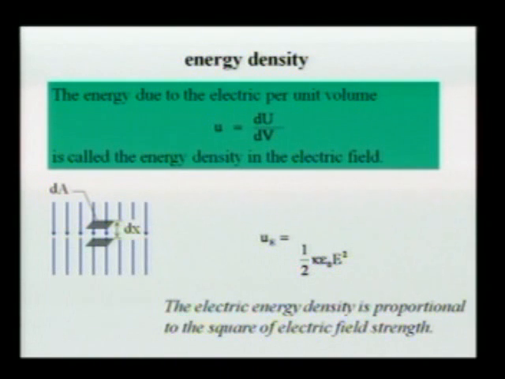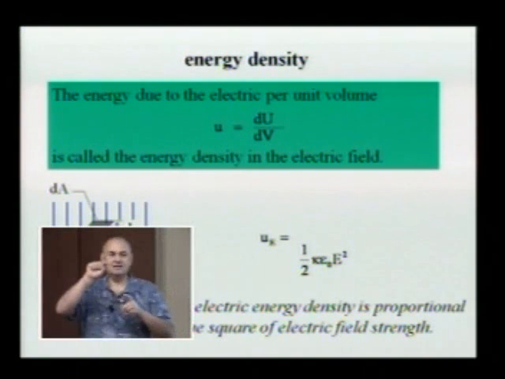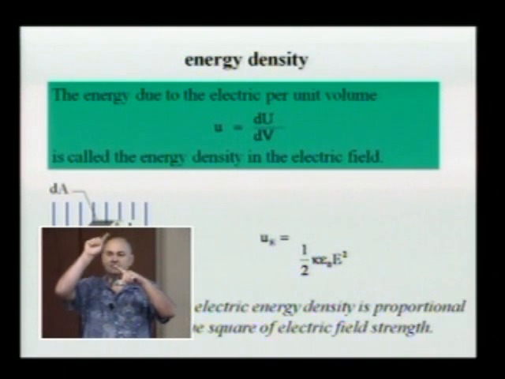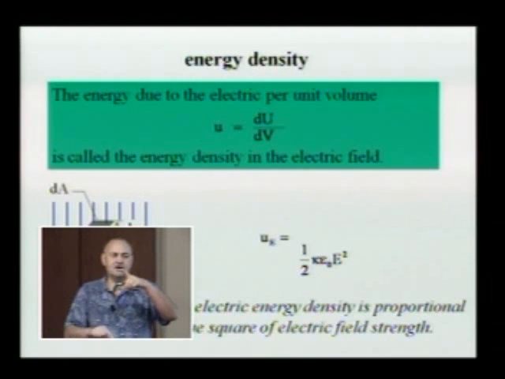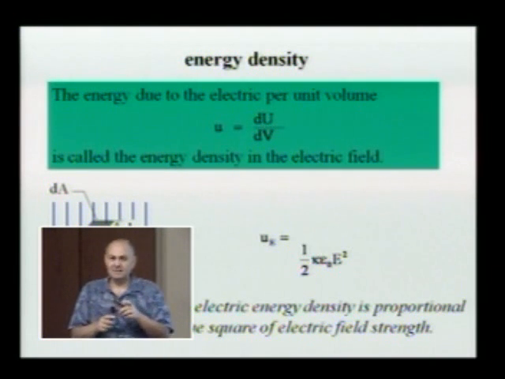So the electric energy stored in space is proportional to the square of the electric field strength. So if, for example, an electromagnetic wave travels through this point, the electric field grows, decreases, grows, decreases, grows, decreases. It oscillates.